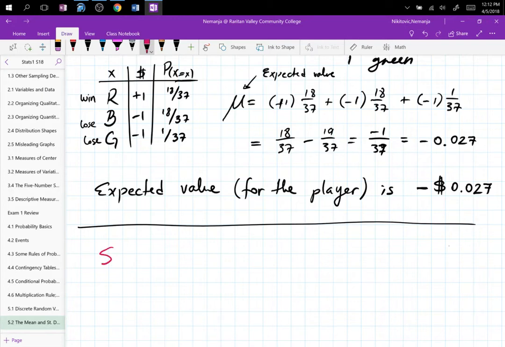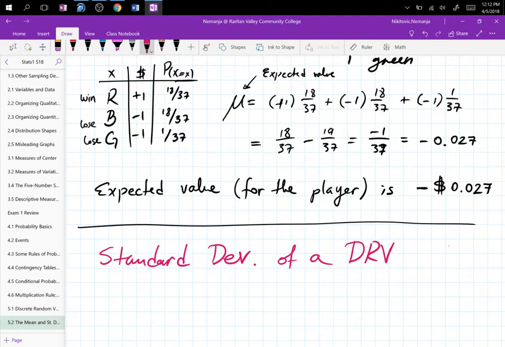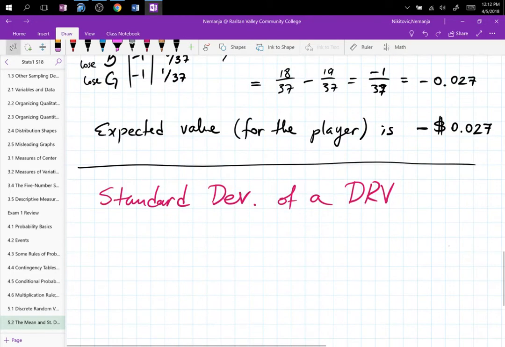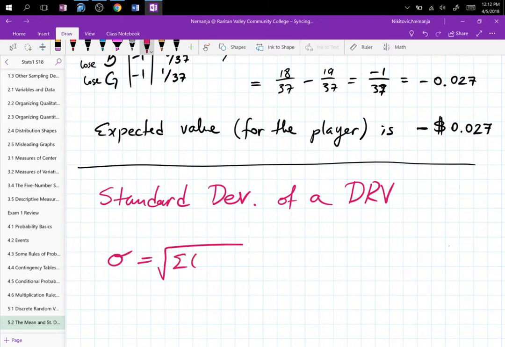So, standard deviation of a discrete random variable. It's a DRV, discrete random variable. We have sigma is equal to the square root of the summation of x minus mu squared times all of the probabilities.